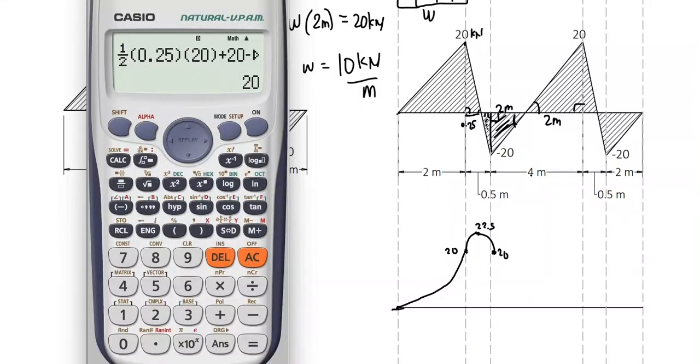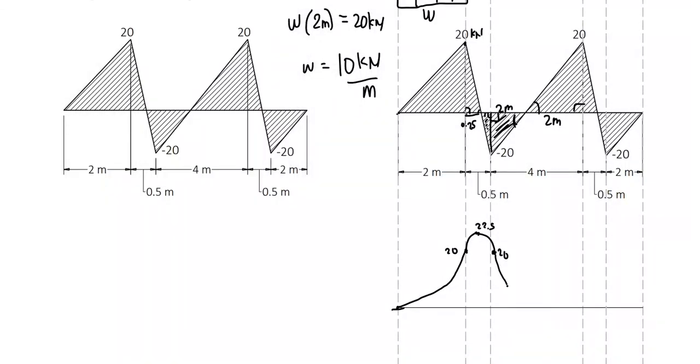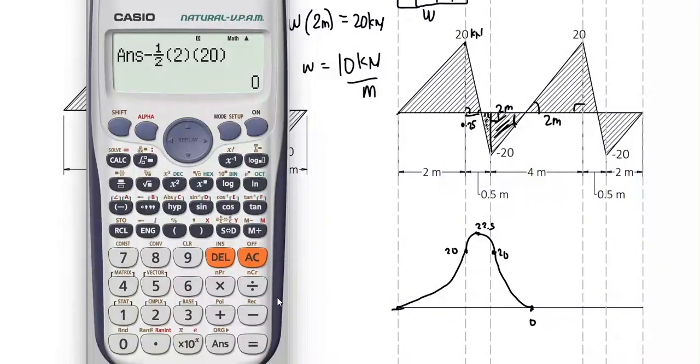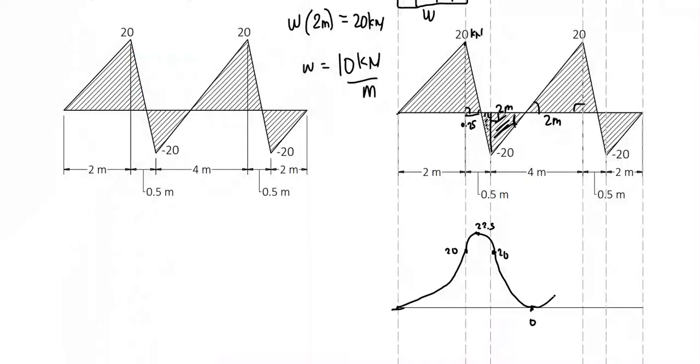Now we can solve for the moment from this point to this point. That is 20 minus 1/2 times base of 2 meters times the height of 20. It will decrease back to 0. And then it will increase because it has a positive area with a value of 1/2 times the base of 2 meters times the height of 20. So it will increase back to 20 kilonewton meters.